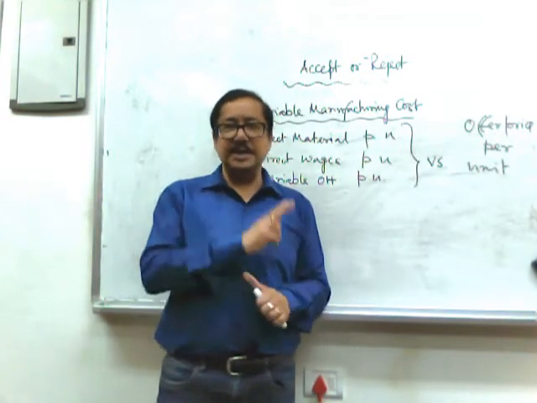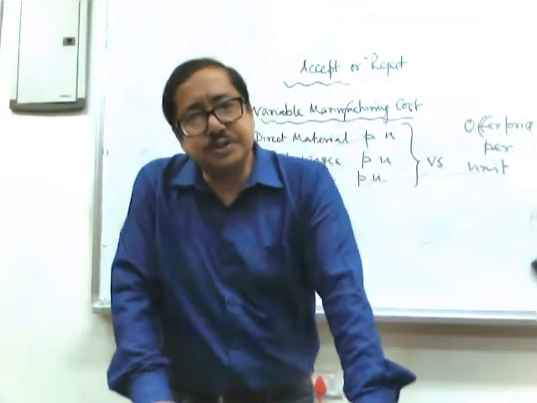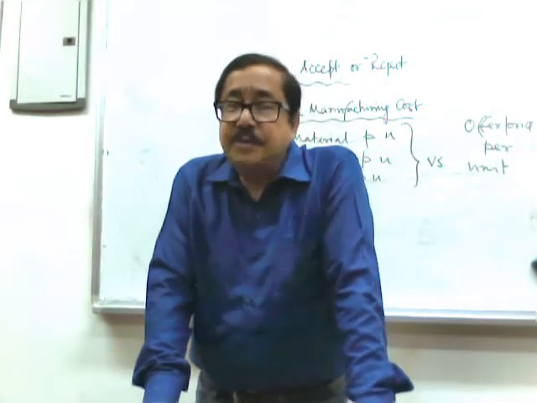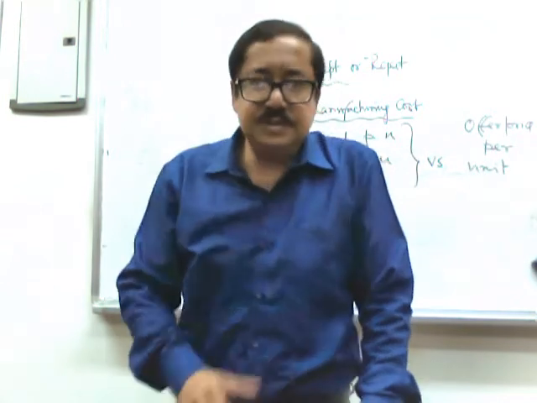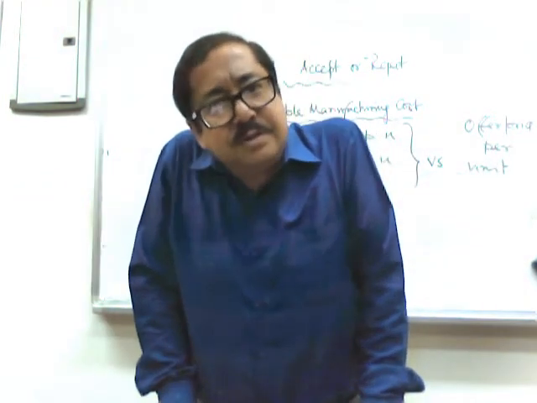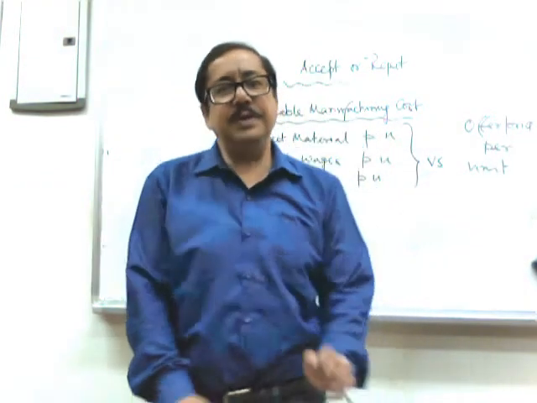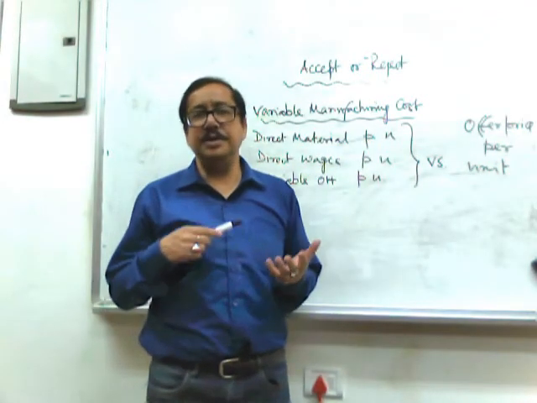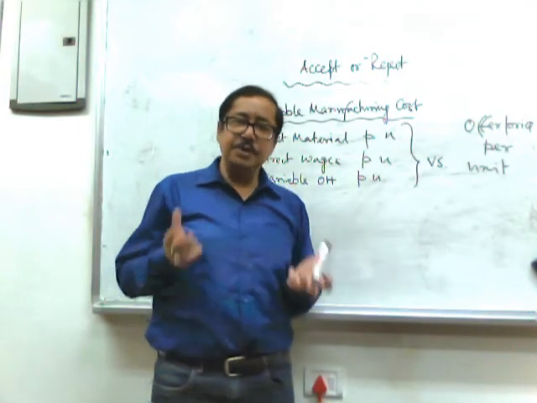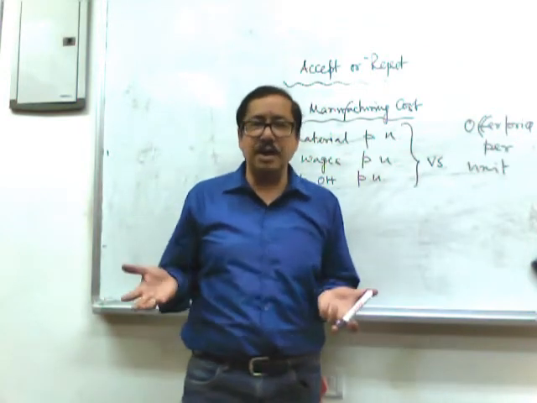Now in this case, two different things also need to be considered. One is the fixed cost. Here we have not considered fixed cost. Why? Because we know that the fixed cost will remain fixed irrespective of the number of units we are producing. But we know in reality fixed cost may not remain fixed.